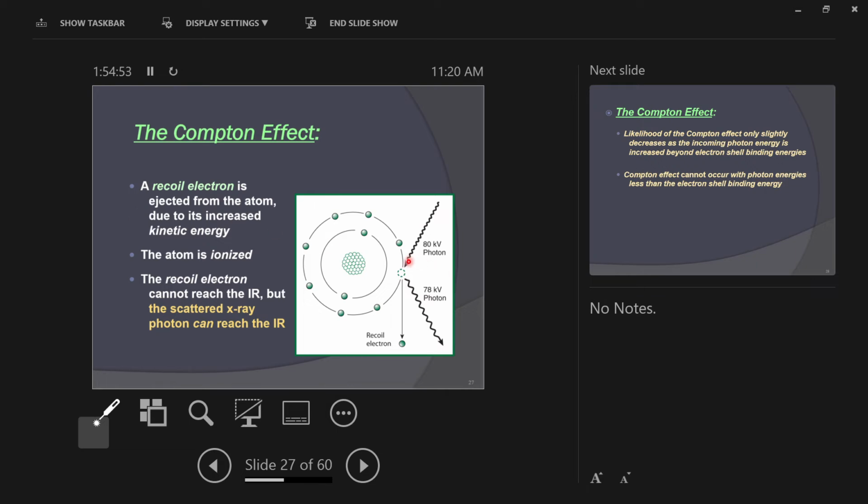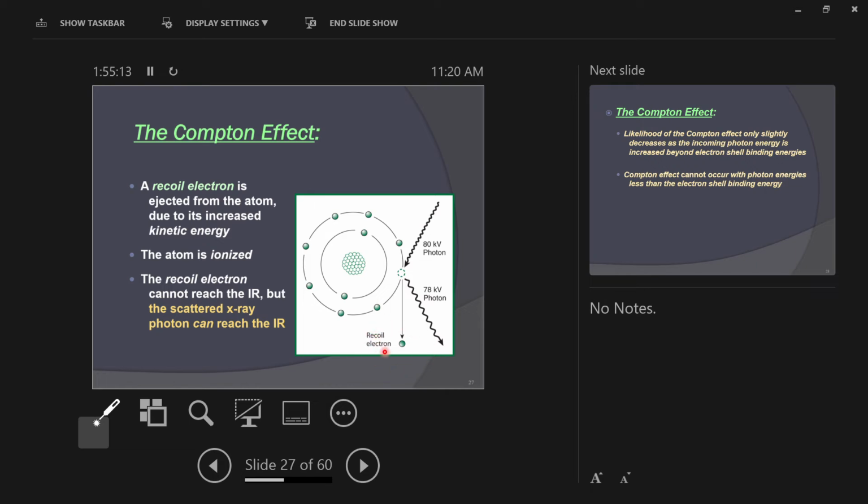In the photoelectric interaction, the electron absorbed all of the photon's energy. In this interaction, the electron absorbed only a small amount of the photon's energy, and that was enough to get it out of the atom, to ionize the atom. The recoil electron cannot reach the image receptor. This guy down here cannot reach the receptor.